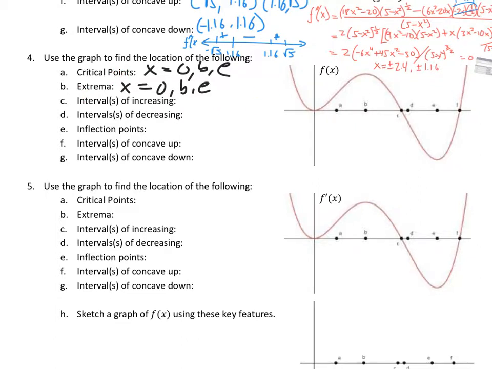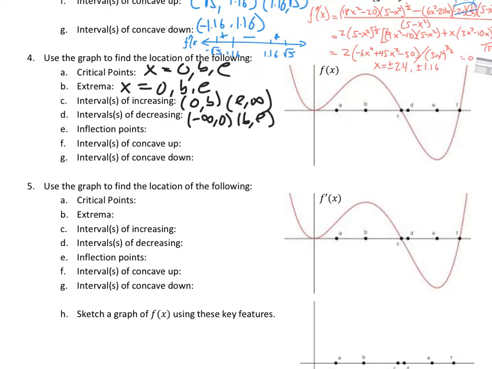Intervals of increasing, well, we're going up to the right from 0 to b, and from e to infinity. That's this guy right here. Increasing. Decreasing is on these sections right here, and so that's going to be at negative infinity to 0 and b to e. So going downhill.